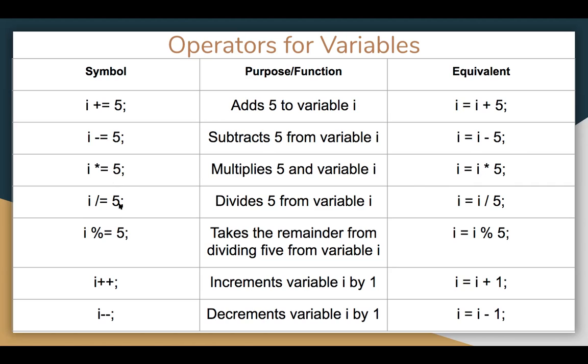Divide equals 5 divides variable I by 5, and you can see it here. Note that if you wanted to do regular division, you could turn this into a double, which means you just add divide equals 5.0. That would also work, and it'd most likely divide out into regular stuff.